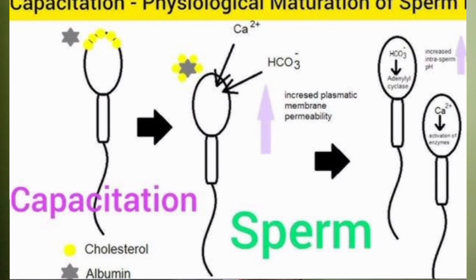Before actual fertilization can occur, sperm must undergo two essential changes. One is capacitation and the other is the acrosome reaction. Capacitation is simply a physiological change that increases the sperm's ability to fertilize, and the acrosome reaction is the release of enzymes from the acrosome to penetrate the ovum's outer layer.